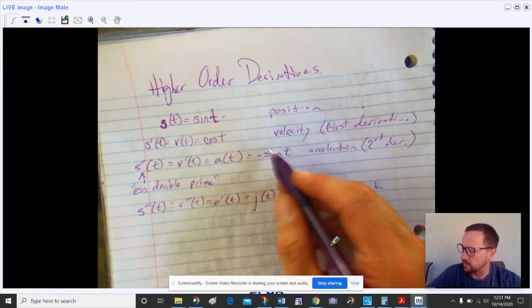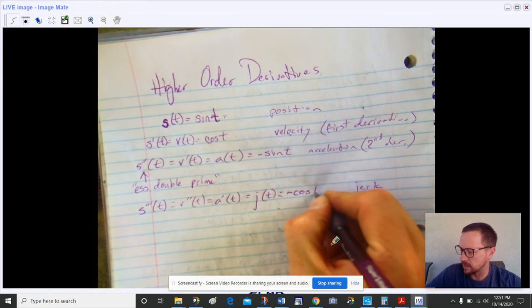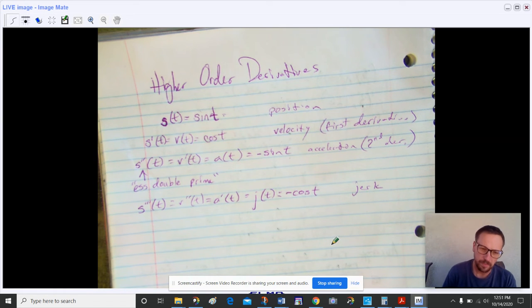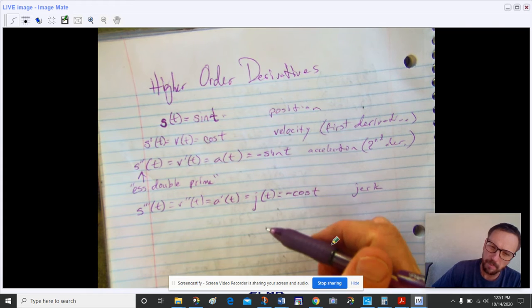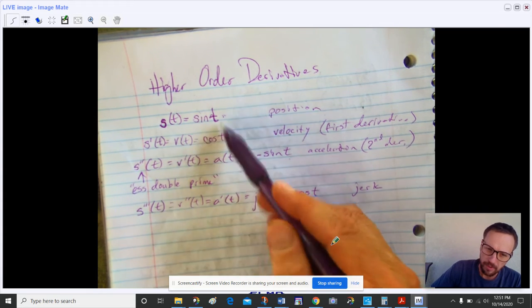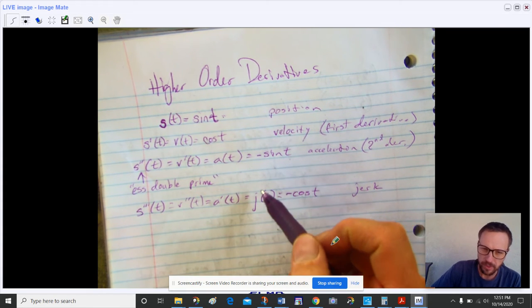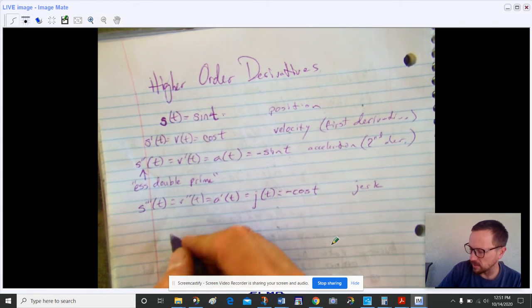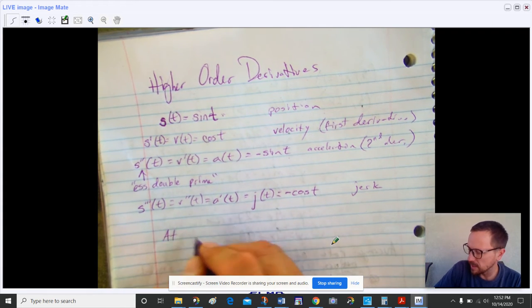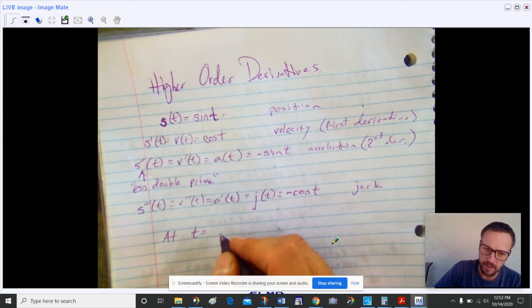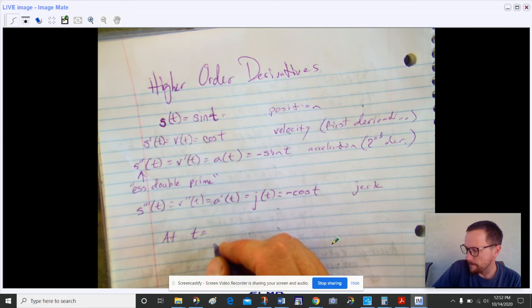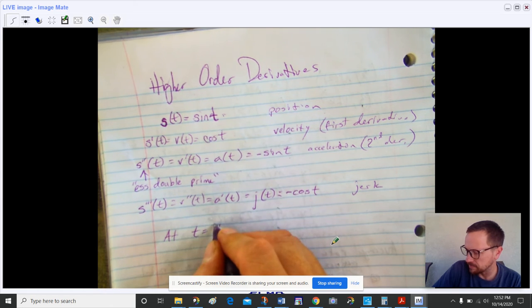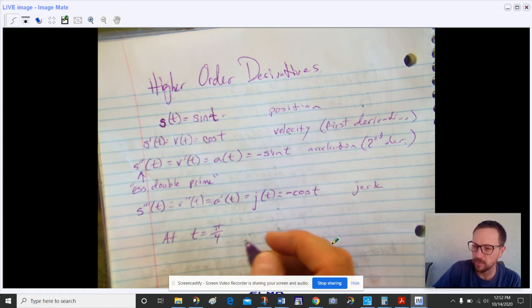Typically we don't talk much about this one, but this is what it is. So this would be going forward. With this right here, we have all of these different things. You can find them at, let's pick a good value, t equals pi over 4. And we want to take a look at it.